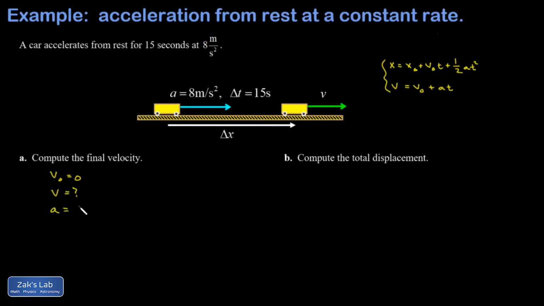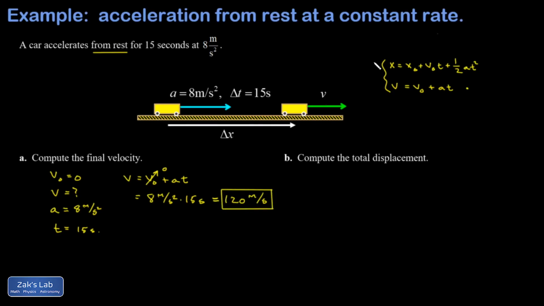We know the acceleration, 8 meters per second squared, and we know how long that acceleration acted for, 15 seconds. So we just plug into the second formula here, v equals v naught plus at. Our initial velocity was 0. Whenever you see started from rest, initial velocity is 0. And I just plug in my acceleration, 8 meters per second squared, multiplied by how much time went by, 15 seconds. That's going to give me 120 meters per second.